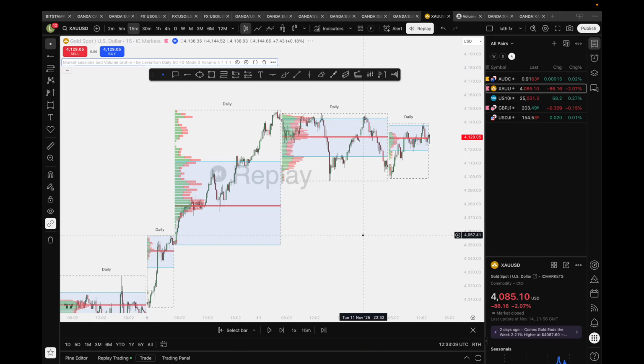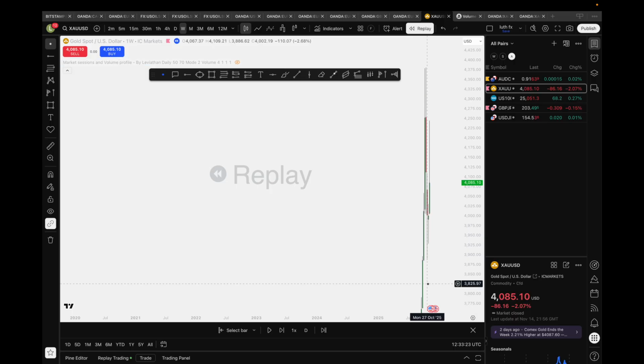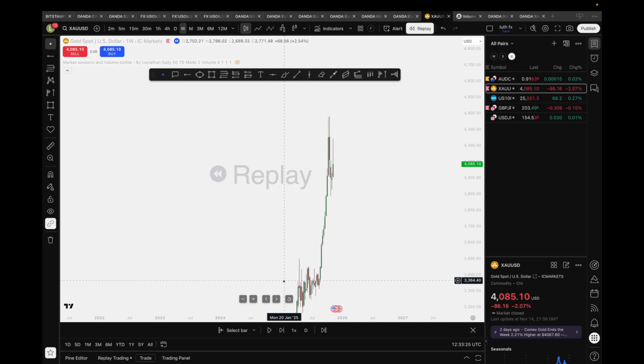So let's get right into it. Now that we know how to plot our volume profile indicator on the chart, and we know how to locate our fixed range volume profile, let's start with our quick top-down analysis from the weekly time frame on gold, and how we were able to capitalize on this setup. Let's go.